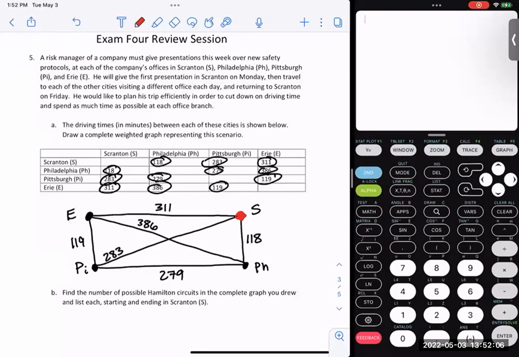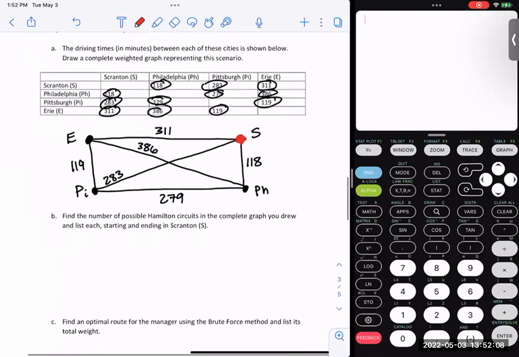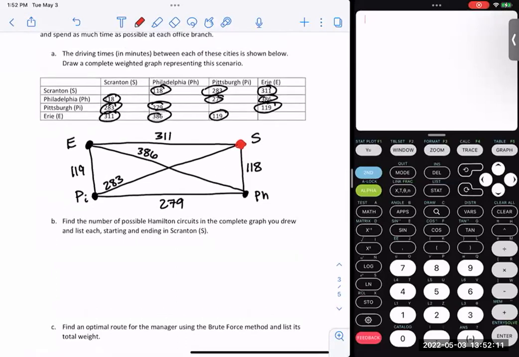So this is basically the brute force method, which is we're going to list out every single possibility and then compare them all to find which is the best, right? So this is where I would just list them all out. But before I list them, let's find the number of possibilities. So we're going to use this formula, n minus 1 factorial, to find the total number of possible Hamilton circuits. So n is the number of vertices. In this case, there's 4 cities. So I have 4 vertices.